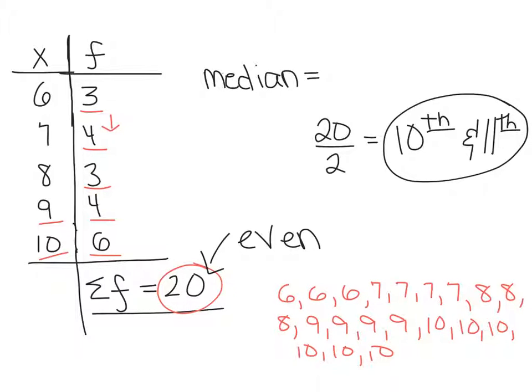Instead of using the data set that we just wrote down, we're going to use the frequency table instead to find the values in the 10th and the 11th position. Using the frequency table to find these values is easier when we have large data sets.